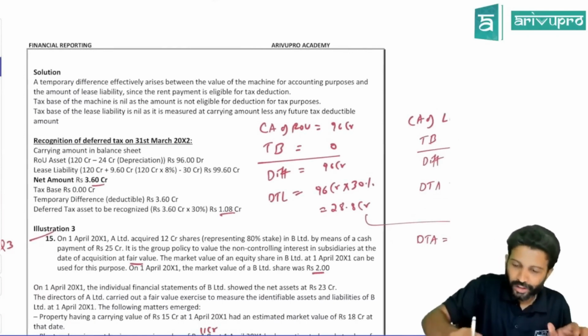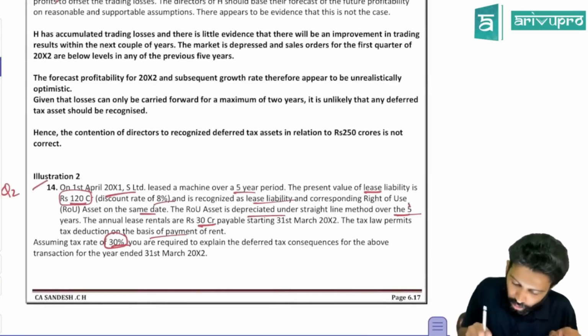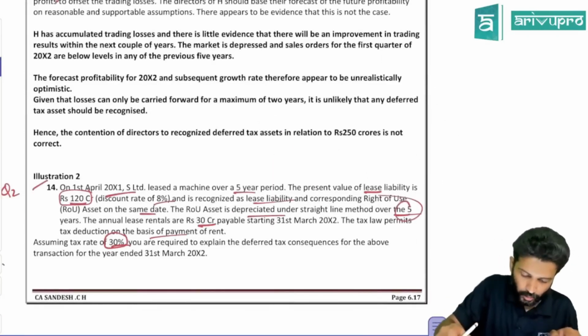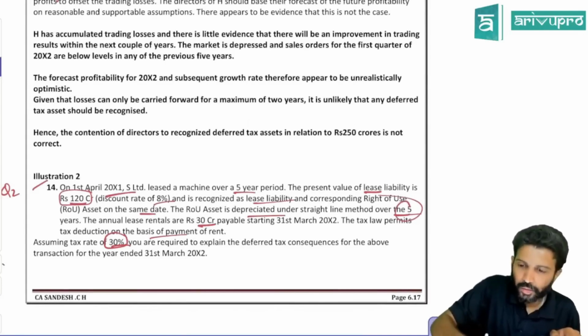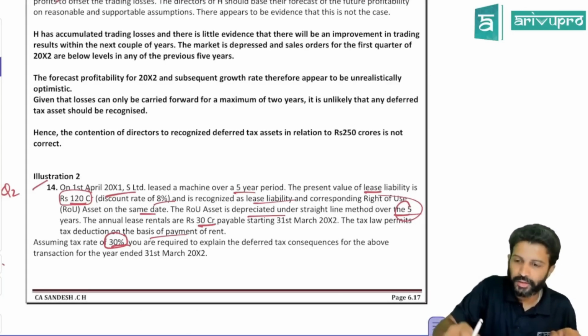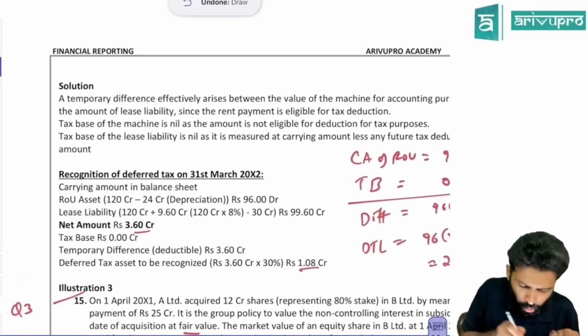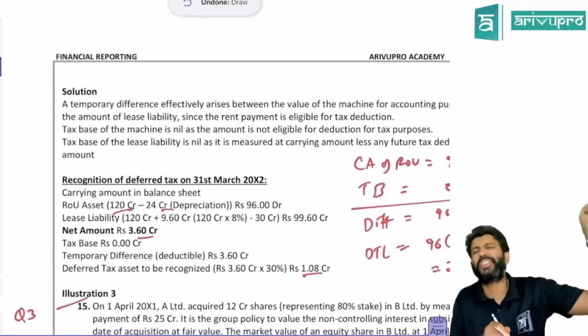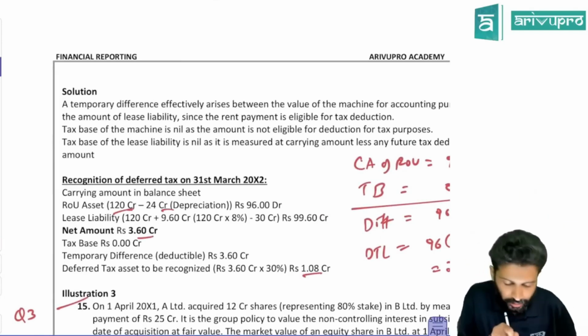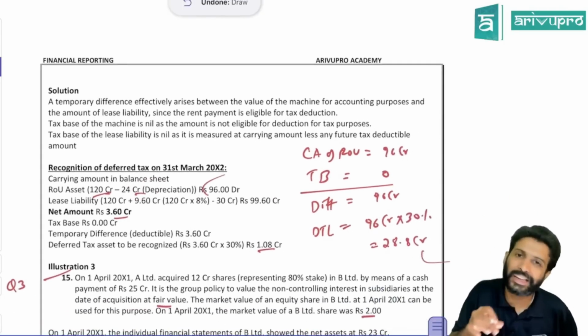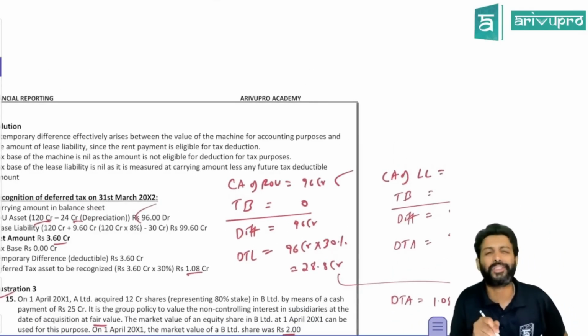You have to depreciate the ROU. The ROU is depreciated over 5 years. So the ROU initial value will be 120 crores. You would have depreciated over 5 years, so 24 crores is the first year depreciation. 120 minus 24 is 96 crores. That's what I've taken over here. The depreciation is shown over here. 120 was the beginning of the year value. One year you would have depreciated. So after depreciation, the ROU value is 96 crore. So the carrying amount of ROU is 96 crore.